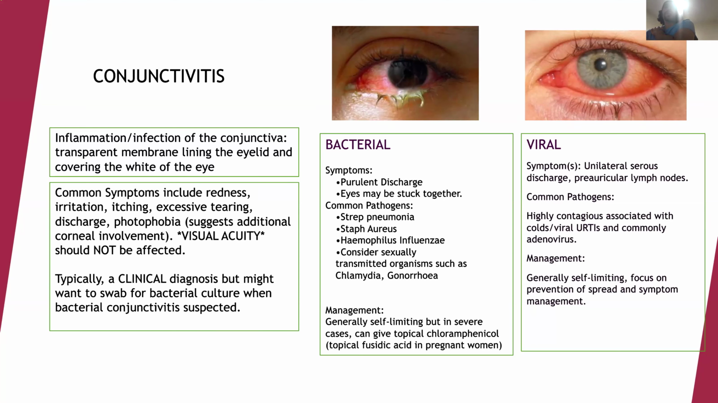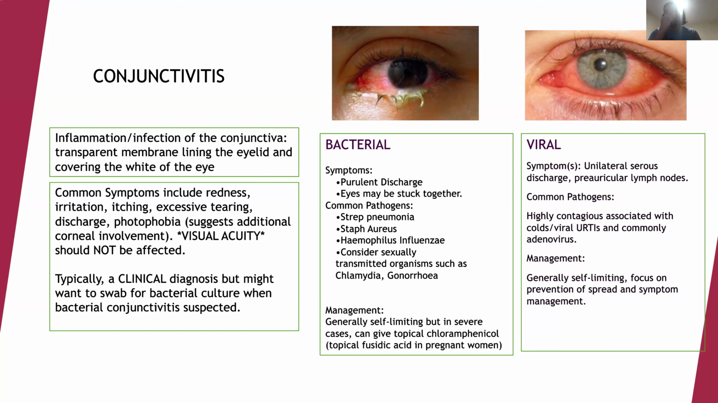So this is essentially inflammation or infection of the conjunctiva, which is that transparent membrane covering the white of the eye. There's three types: bacterial, viral, and allergic. We'll go through allergic in a bit, but you get some similar symptoms in both: the redness, the irritation, the itching, the excessive tearing.